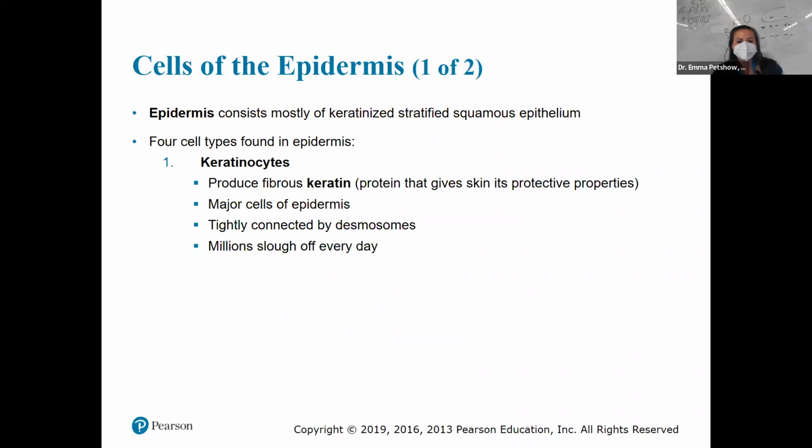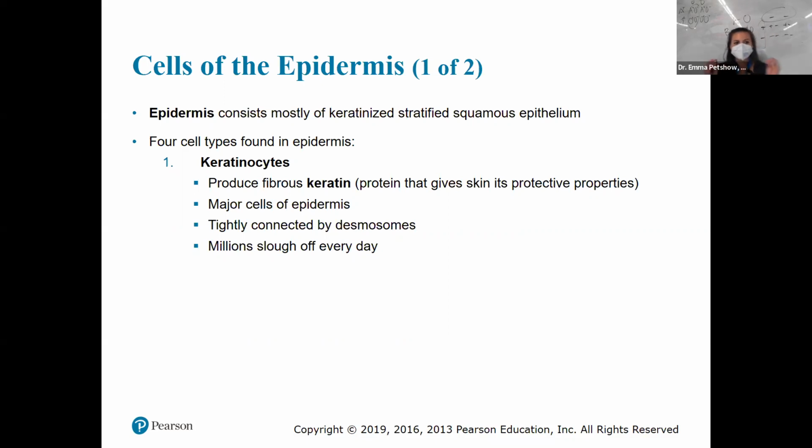So epidermis is mainly composed of keratinized stratified squamous epithelium. There are 4 main cell types that you need to know that are found in the epidermis. We know that they like asking these questions because we've had a couple practice questions that have had these cells in them. So the 4 cell types are your keratinocytes that produce your keratin that gives your skin its protective qualities. It would be the major cell of the epidermis. If you had to choose one, choose keratinocytes producing keratin.